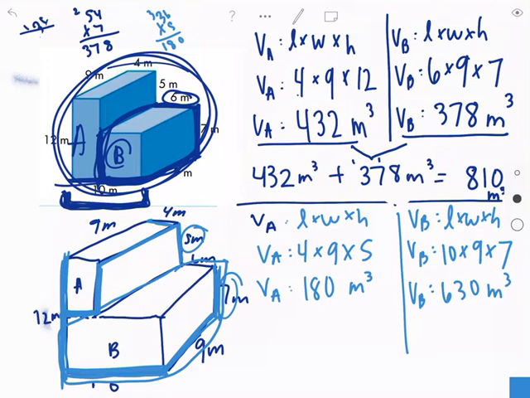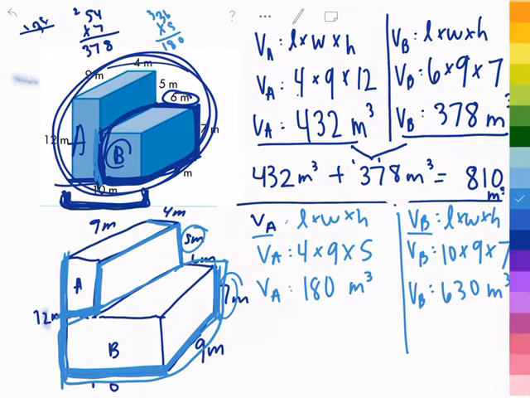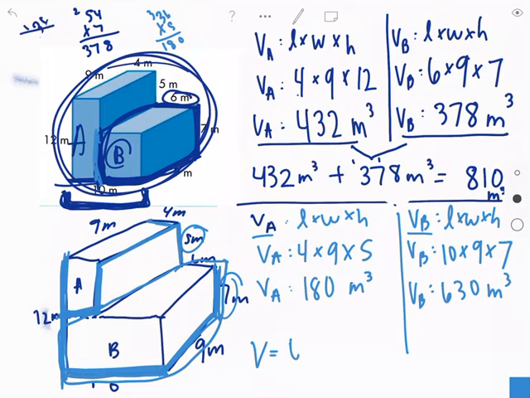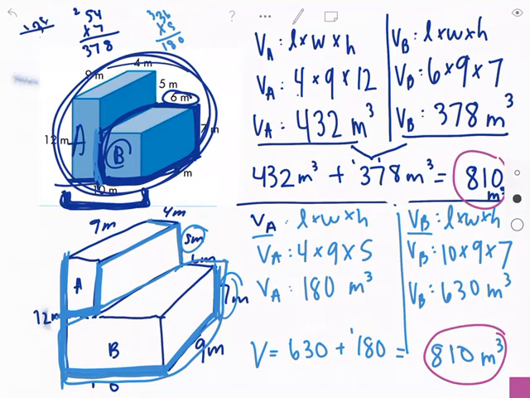Okay, so like I mentioned, if you cut it long ways or sideways, volume A and volume B might be a little bit different. But when you combine them, you should get the same answer. So let's combine. For volume of the whole thing, 630 plus 180. 0 plus 0 is 0. 8 plus 3 is 11. Carry the 1. 6 plus 1 plus 2 is 8. 810 meters cubed. So same answer and same answer.